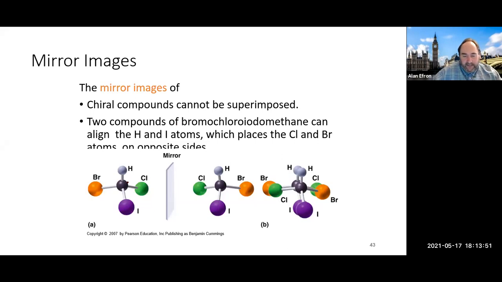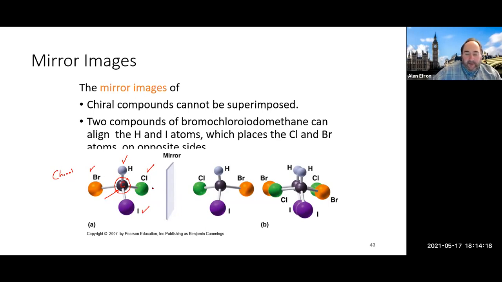So again, if we look at this guy, first off, we know this is a chiral compound. That is a carbon in the center. It has a hydrogen, which is different than a chlorine, which is different than an iodine, which is different than a bromine. That is 4 different groups attached to the carbon, and that would make this a chiral molecule. That would make that carbon what is referred to as a chiral carbon.